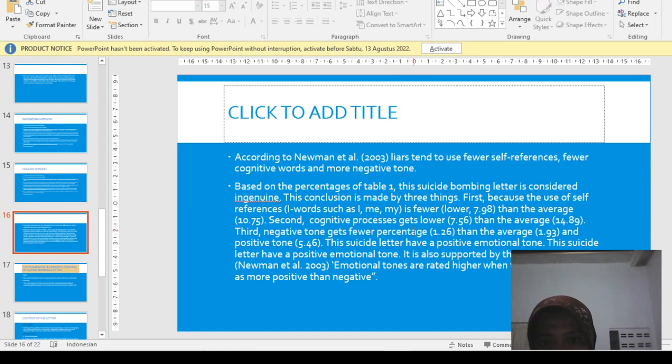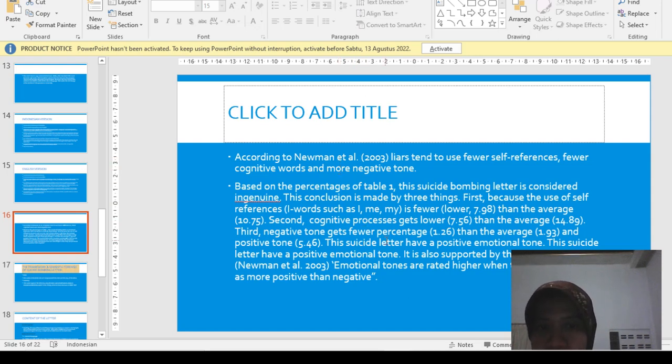And because the use of self-reference is lower or fewer, it reaches the standard connected to the statement from Newman, and then cognitive is also lower or fewer, but negative tone is lower than the average, not more.